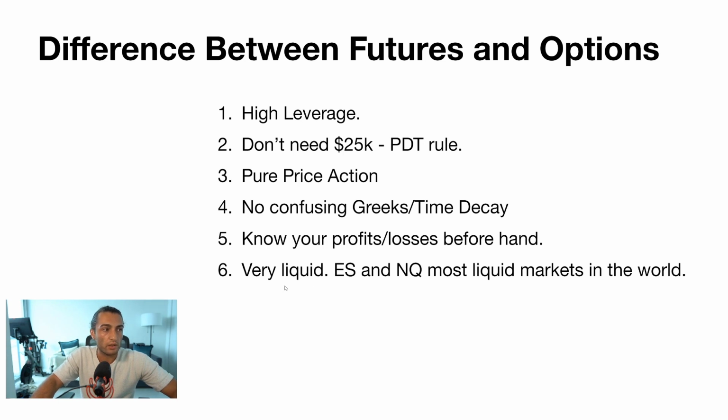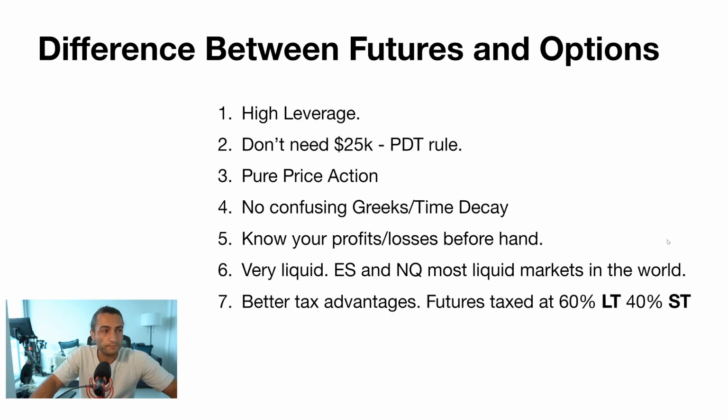And futures are very liquid. The ES and the NQ, which is the S&P 500 and the NASDAQ, they're the most liquid markets in the world. So you won't have an issue getting in and out of trades with no slippage. And yeah, they're the most liquid markets in the world. And there's also, most people don't know this, better tax advantages with futures, right? Futures are taxed at 60% long-term and 40% short-term capital gains.